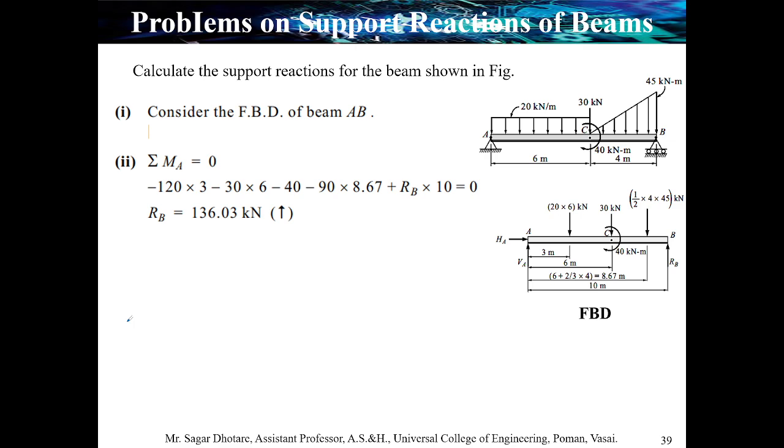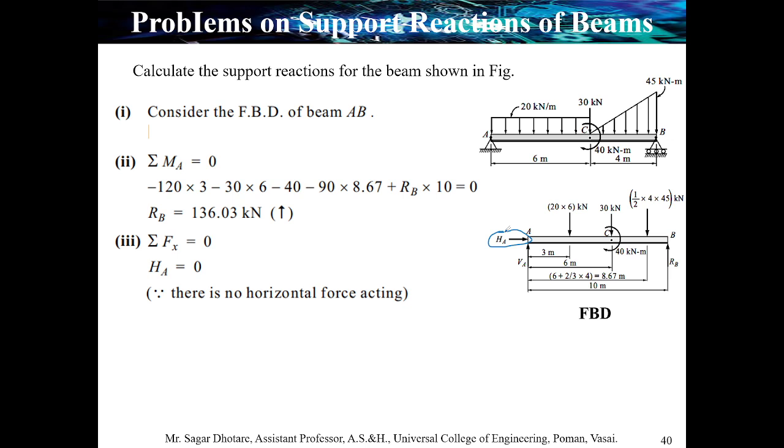Now next, you can consider summation of Fx and summation of Fy. If you consider Fx, there is only one force which is acting in the x direction, that is HA. As summation of Fx is equal to 0, hence HA is equal to 0, as there is no other force acting in the horizontal direction. Now we can apply the third condition, summation of Fy is equal to 0.